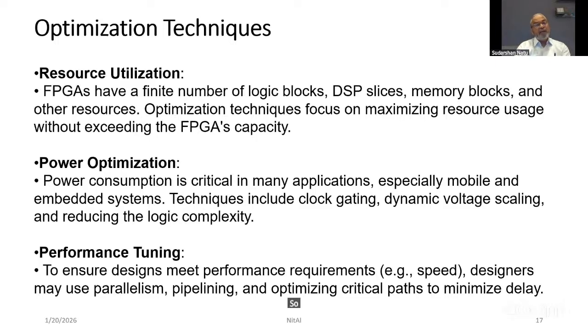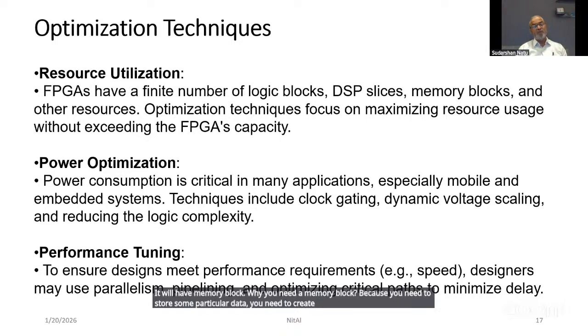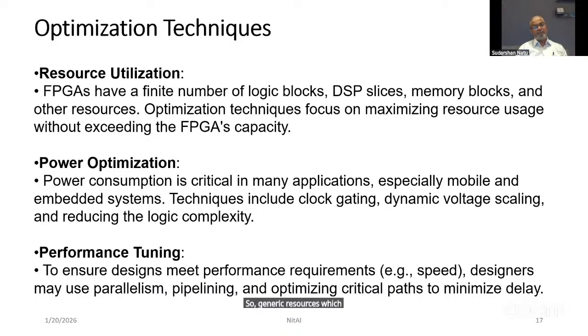So there what you need is an optimization technique in FPGAs. Primarily, FPGA has a finite number of logic blocks, that's what we have seen. Or it might have DSP cores inside. It will have memory blocks. Why do you need a memory block? Because you need to store some particular data. You need to create some kind of a FIFO. So generic resources which are available today have a finite number. Because ultimately, how much of a generic block you can fit into a general fabric is limited. I didn't know that there are so many people who are new to this. Otherwise, I would have shown you a generic building block of that.